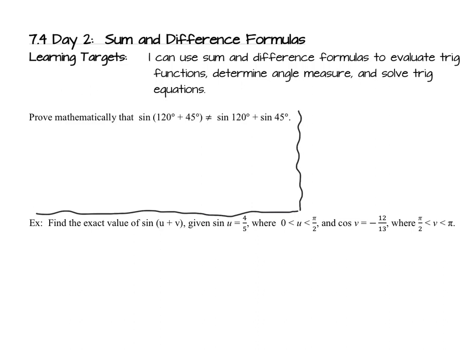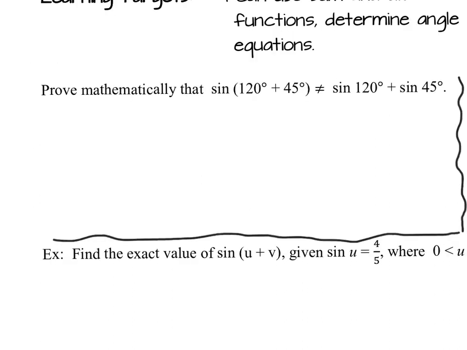7.4, Day 2, continues with work using sum and difference formulas. In our first example, prove mathematically that sine of 120 plus 45 doesn't equal, when you split it up, sine 120 plus sine 45. Would you please section off that problem so that we can use the space on the right to help us with that bottom example.